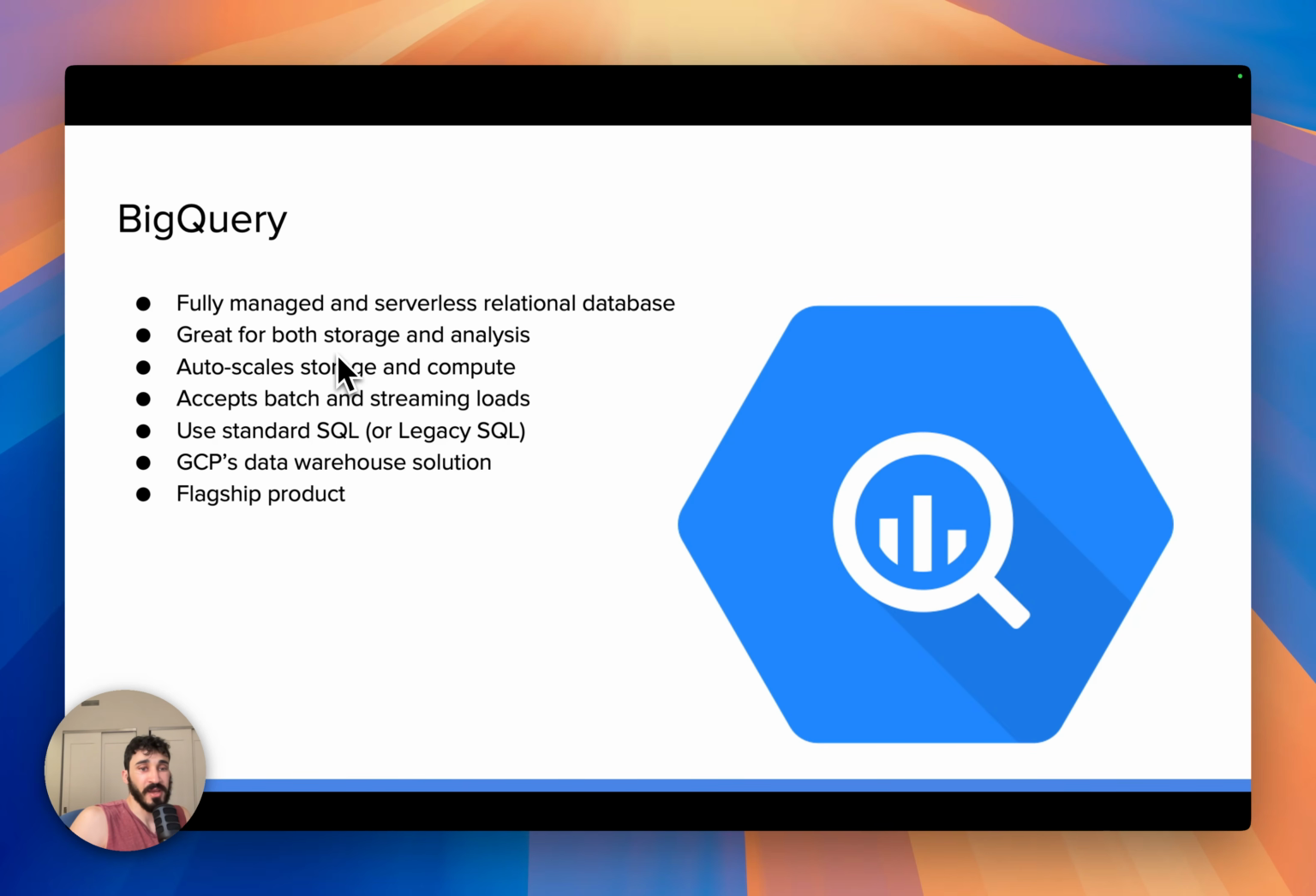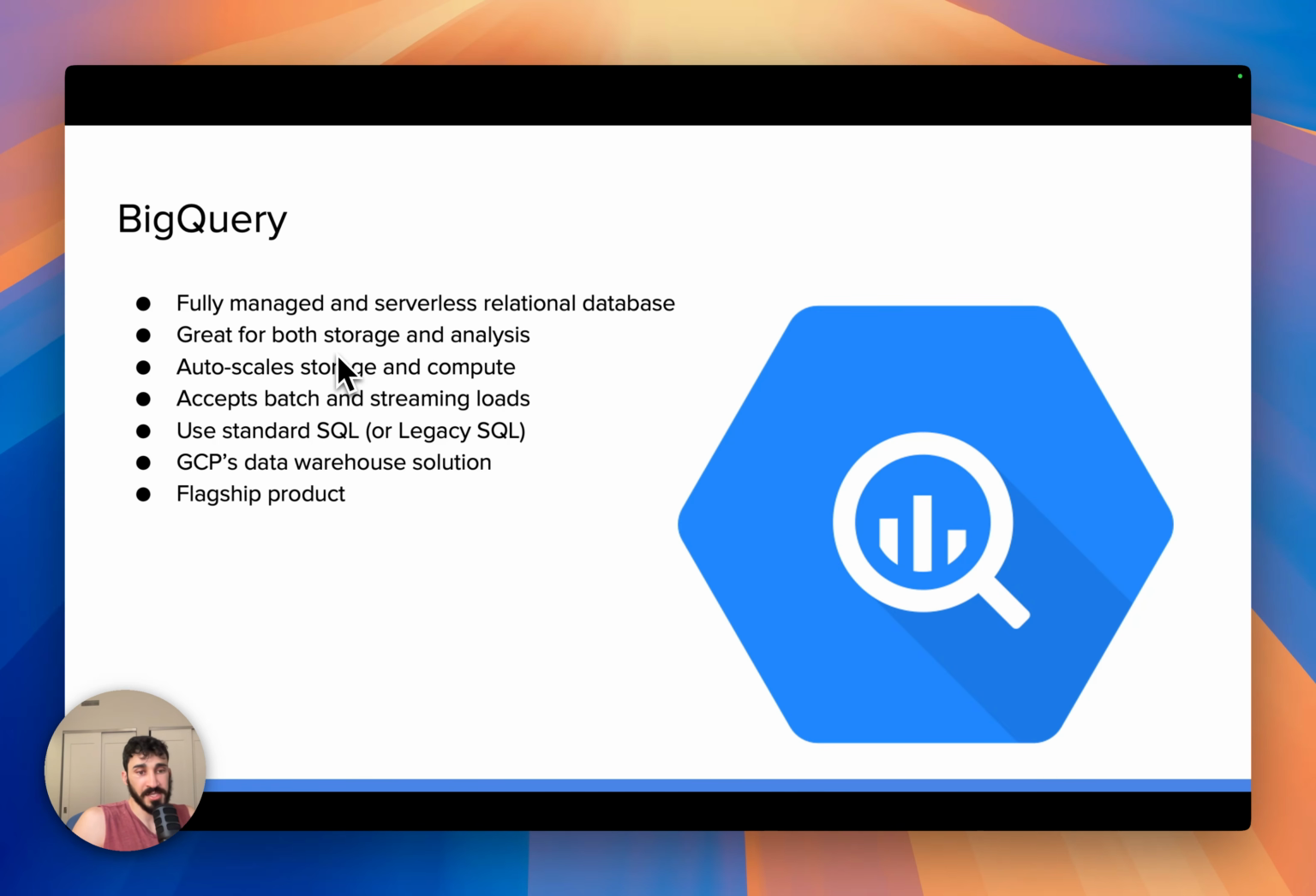BigQuery is probably the most famous GCP service. It's a fully managed and serverless relational database. It's really good for both storage and analysis. It autoscales storage and compute. It accepts batch and streaming loads. It uses standard SQL or legacy SQL, but standard is what most people use. And it is basically GCP's data warehouse solution.